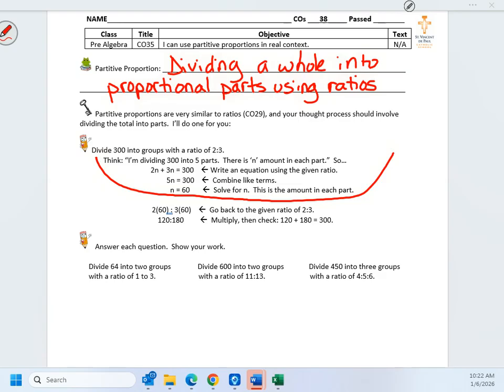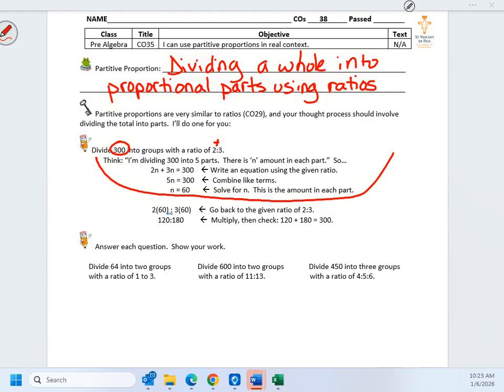So you can do some of that in your head, right? That's why he didn't write out all of those parts. You can look at that and say, okay, 2 to 3, I'm going to add that together and say, oh, 2 plus 3 is 5. So I need to take my whole number and divide it by my number of parts. 300 divided by the 5 parts gets me my 60.